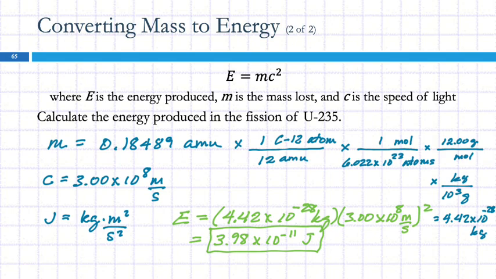So if we took this number and multiplied by Avogadro's number, we're going to get 2.4 times 10 to the 13th joules. That would be for 235 grams of this undergoing fission. 235 grams is not a lot of stuff. You can hold it in your hand. Any questions?